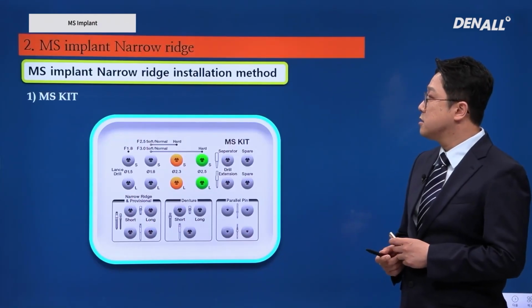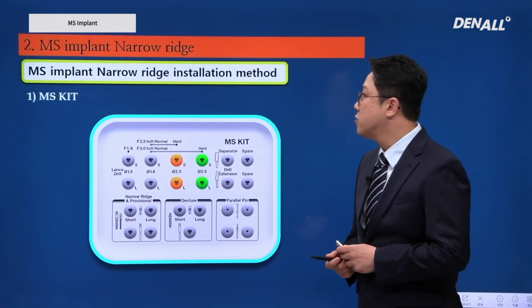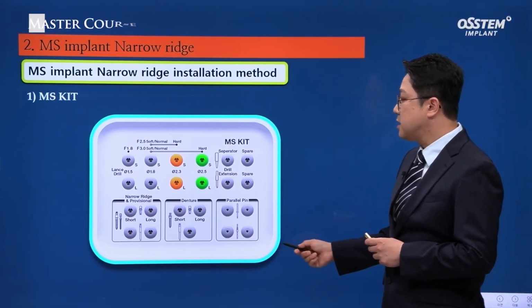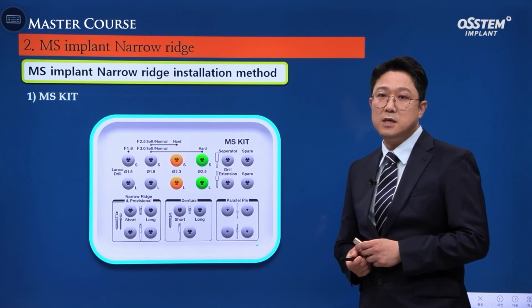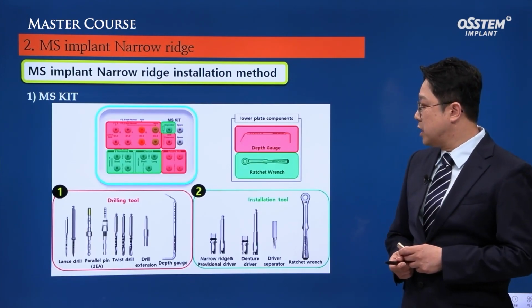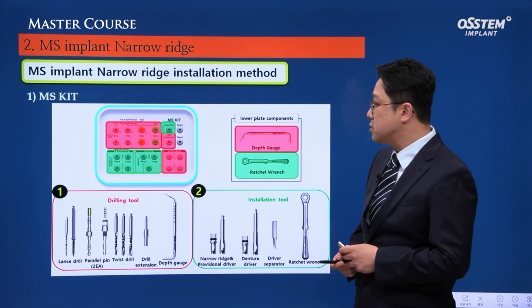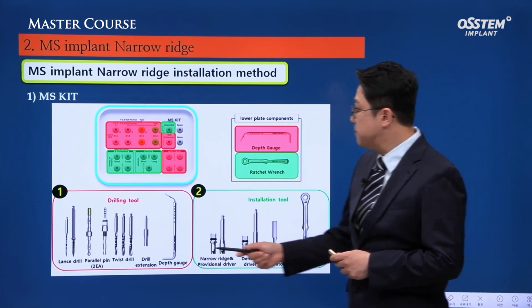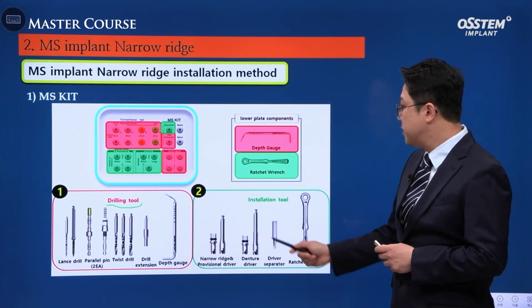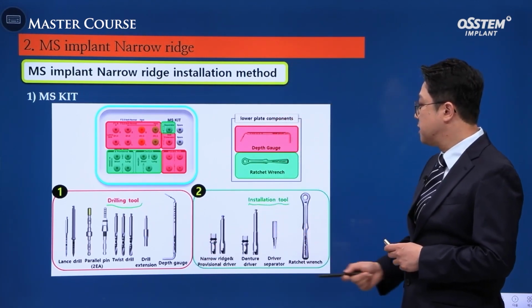You need to use MS kit to place the MS narrow ridge implant. A dedicated surgical kit needs to be used. The surgical kit can be largely divided into two components. The first is the drilling tool to punch a hole in the bone, and second is the implant installation tool.